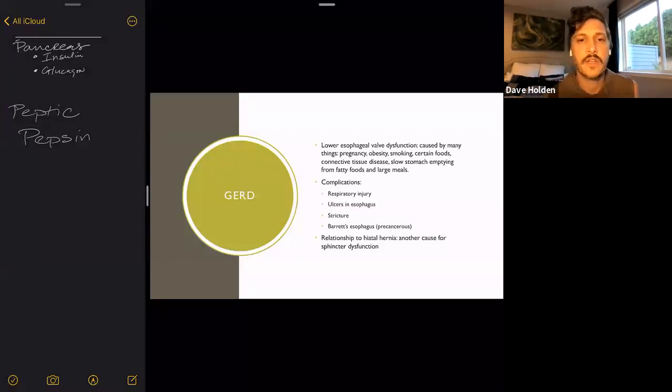So other complications of GERD, this can lead to respiratory injury, particularly if the stomach juices aspirate into the lungs. You can just imagine how delicate that lung tissue is when it comes in contact with that super acidic stomach acid. Lungs tend not to fare well in those cases. This can also lead to ulcers in the esophagus, right? Open oozing sores in the esophagus, as well as stricture.